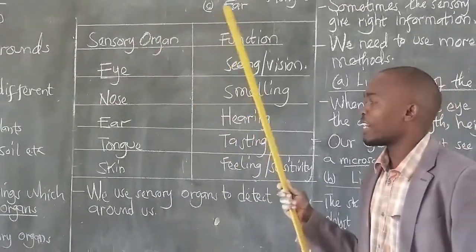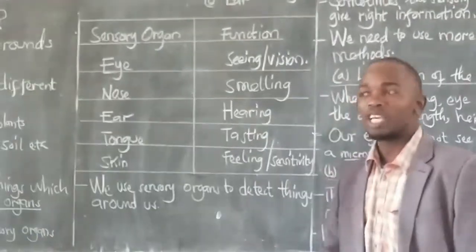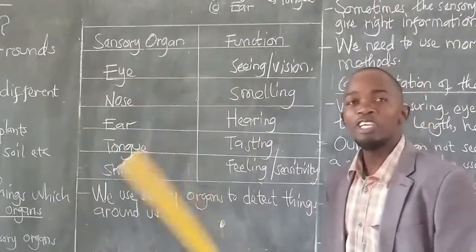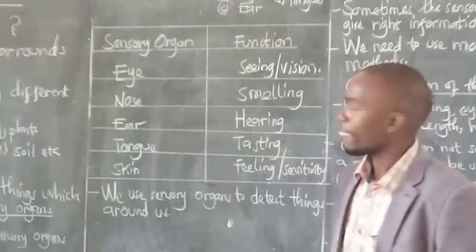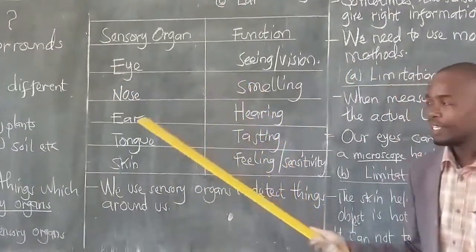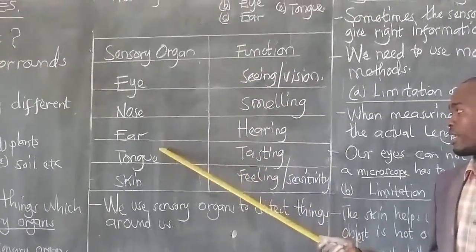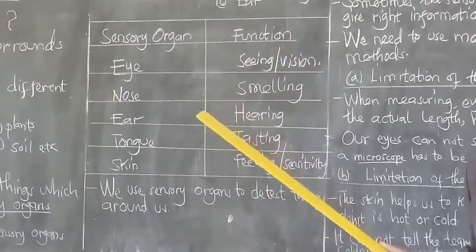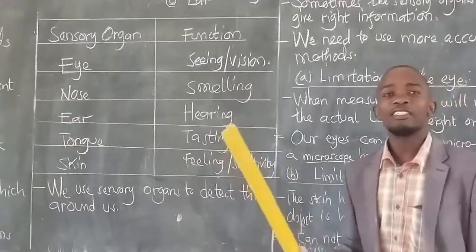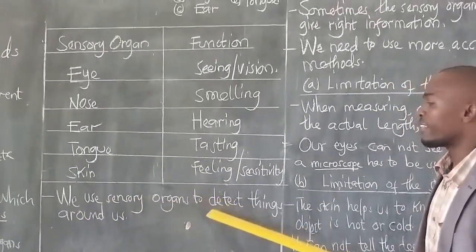Sensory organ and function. Eye: what is the function of the eye? Eye is for sight, seeing or vision. Nose for smelling. Ear, hearing. Tongue, tasting. Skin for feeling or sensitivity. We use sensory organs to detect things around us.